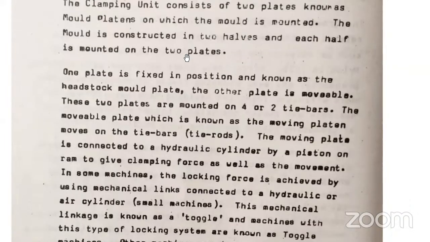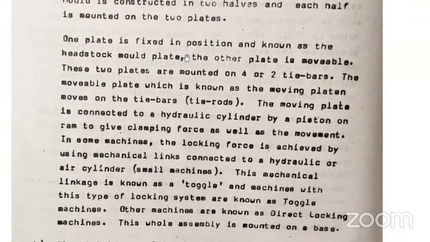See now here, the 1 plate is fixed in a position, that also we have seen, known as the headstock mold plate. The other plate is a movable platen. These two plates are mounted on four tie bars. That also we have seen. There are four tie bars. The movable platen, which is known as the moving platen, moves along the tie bars.